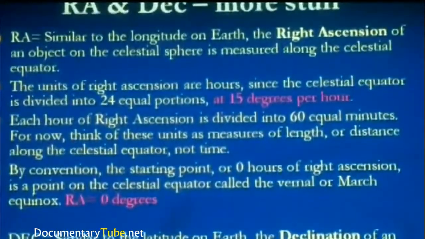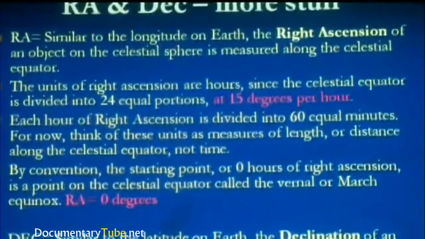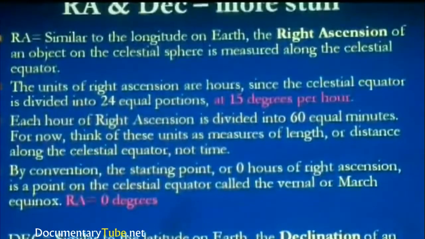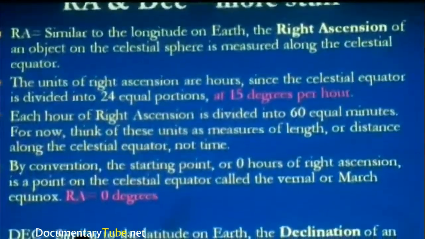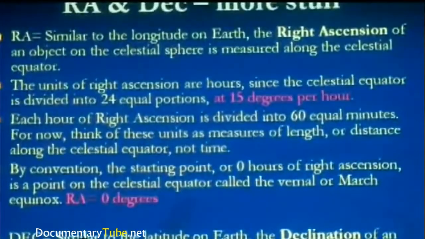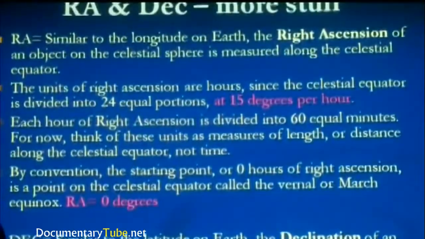Each hour of right ascension is divided into 60 equal minutes. Everybody knows that there are 60 minutes in an hour. For now, think of these units as measures of length or distance along the celestial equator, not time. So when we talk about an hour of right ascension, we don't mean looking at your watch for an hour. We're talking about 15 degrees. So in 15 degrees, we would have 60 equal minutes inside of that. By convention, the starting point, or 0 hours of right ascension, is a point on the celestial equator called the vernal or March equinox, where right ascension equals 0 degrees.